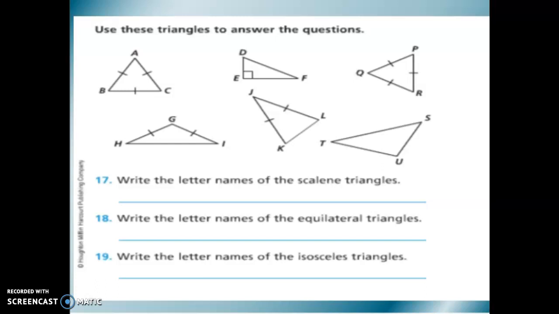All right, question number 19. Write the letter names of the isosceles triangles. Isosceles means two legs, two sides the same. I'm looking for two tick marks, two sides the same length, and the other side is not the same length. Looks like that's going to be triangle GHI and JKL. So that's how we identify triangles, by the length of their sides. Their names are scalene, no equal sides, equilateral, all equal sides, and isosceles, two equal sides.